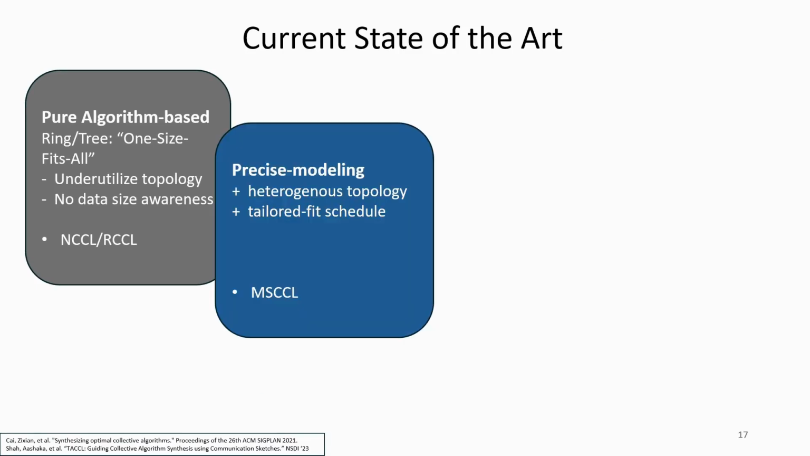So people have been working on creating a more precise mathematical modeling of such communication problem. And they work well with heterogeneous topology, and it gives you a tailored fit schedule that is much better in schedule quality. However, people noticed that because this process is simply hard, the time and resources needed to generate such a schedule increases exponentially as the topology grows. And actually, MSCCL, for example, cannot scale to multi-node topology. But multi-node is the very scenario where we want a better schedule.